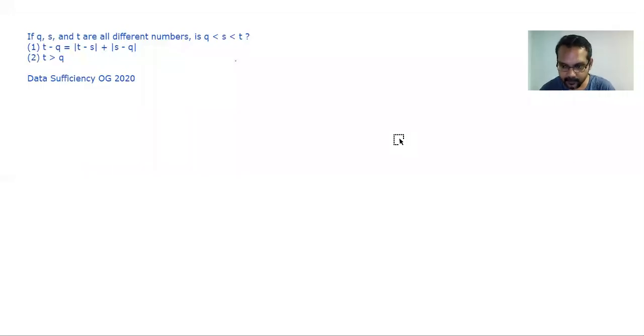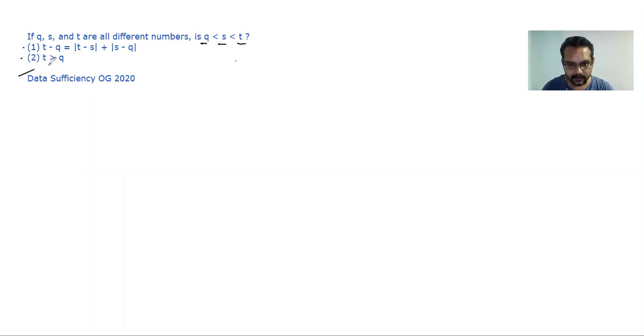Hello, so here we are with a question on inequalities and modulus. That's taken from the Official Guide 2020 and it's a question on data sufficiency. The question says Q, S, and T are all different numbers. Is Q less than S less than T?